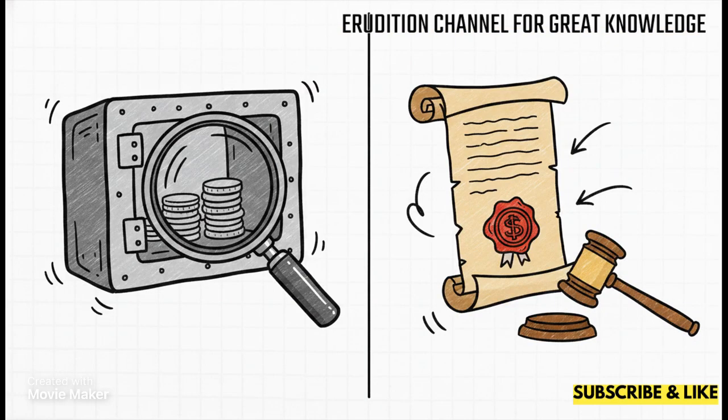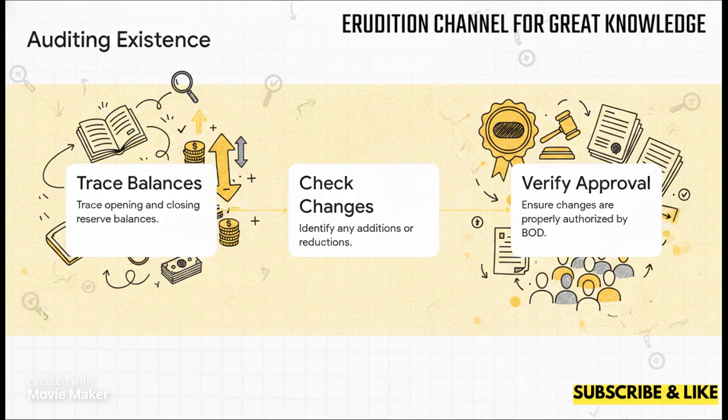All right, Phase 1 of the investigation, verifying existence and rights. Before even looking at the complex math, an auditor has to prove two foundational truths. Number 1, does this money actually exist in the company's records? And number 2, does the company actually have the legal right and obligation to claim it? Auditing for existence is meticulous, step-by-step work.